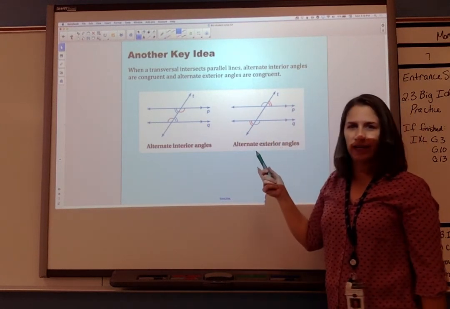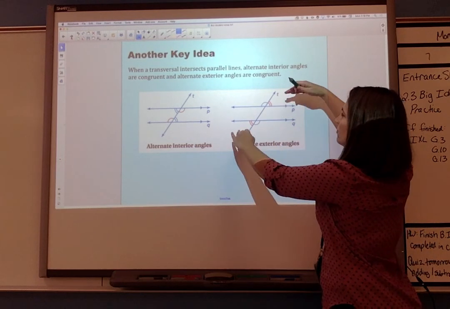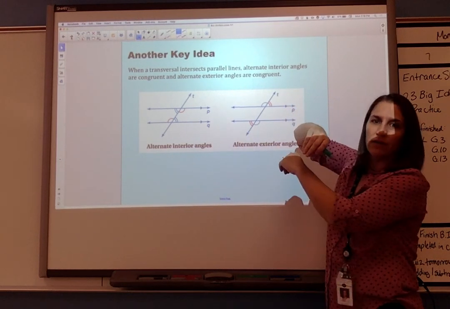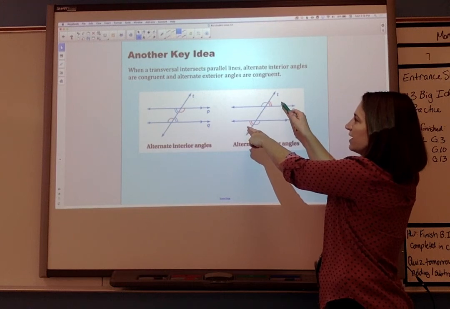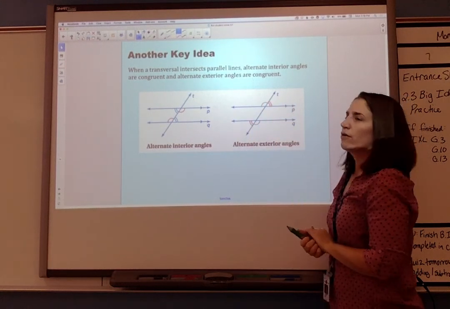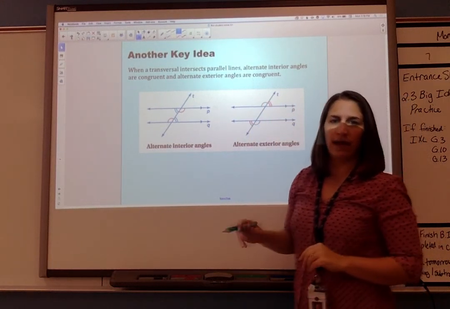Same thing with our alternating exterior angles. The ones that are to the outside of the parallel lines and on opposite sides of the transversal are our alternate exterior angles.